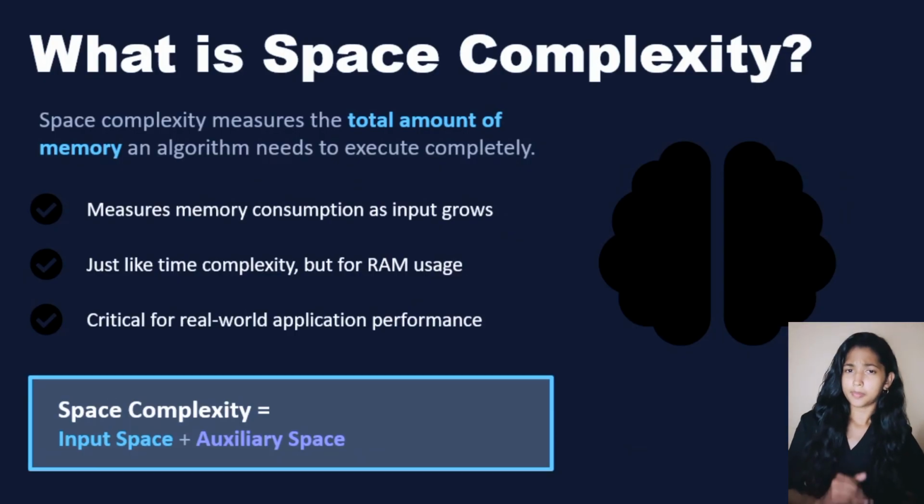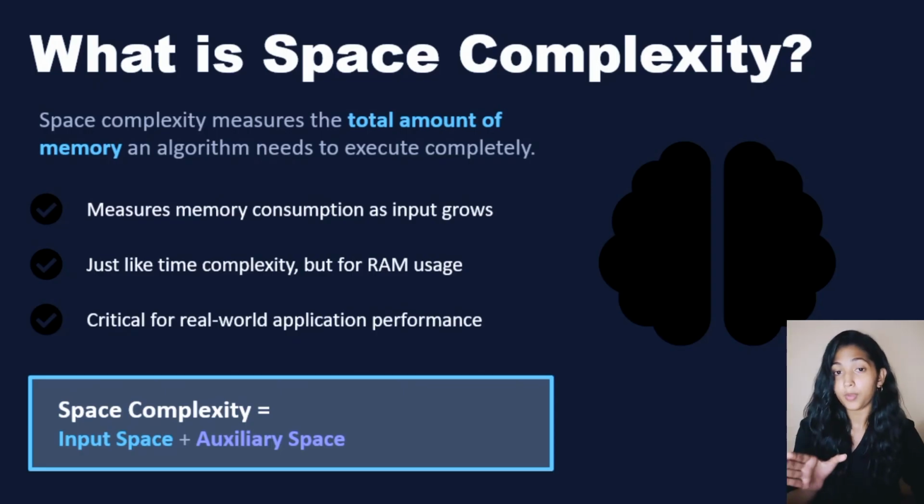So, what does space complexity mean? Space complexity measures the total amount of memory space an algorithm needs to execute completely. Just like time complexity tells us how fast our code runs, space complexity tells us how much memory our code consumes.